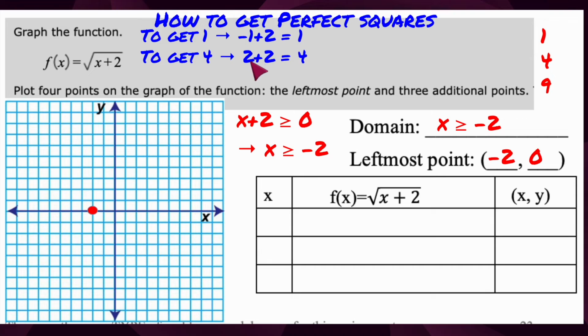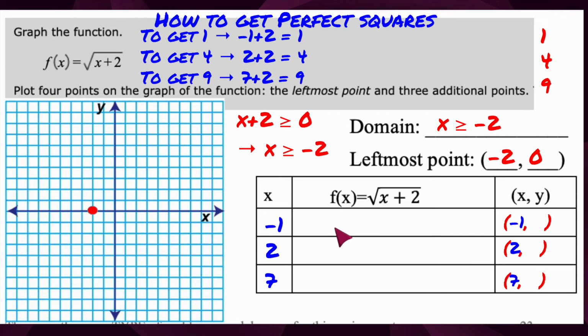To get 4, I'd have 2 plus 2. And then to get 9, I'd have 7 plus 2. So I'm going to plug in negative 1, 2, and 7. So I'm kind of forcing that perfect square idea. Again, you don't have to do that, but it does make it a little easier to graph. So I have negative 1, 2, and 7. You can see on the side here, I filled in the x coordinate already. I'm going to go through and plug them in really quick and see what I get.